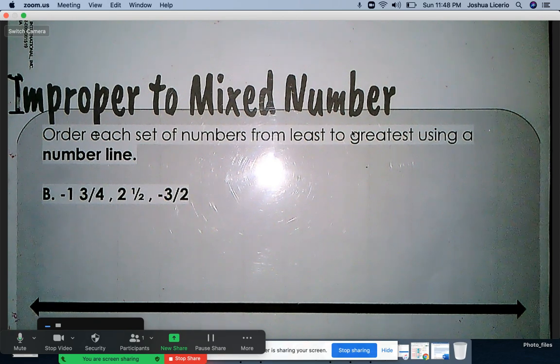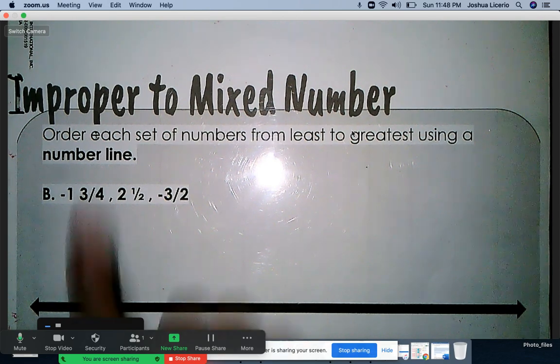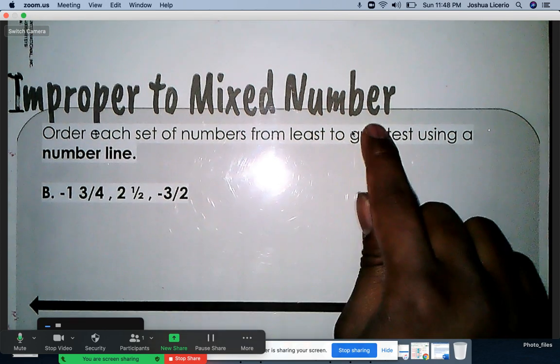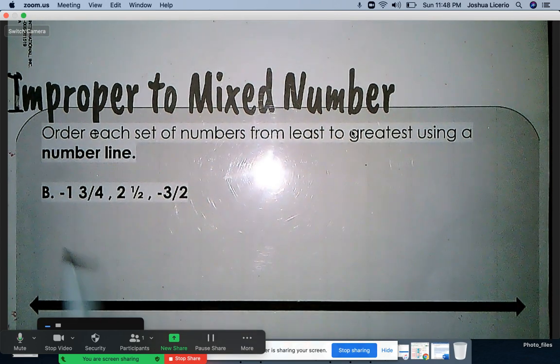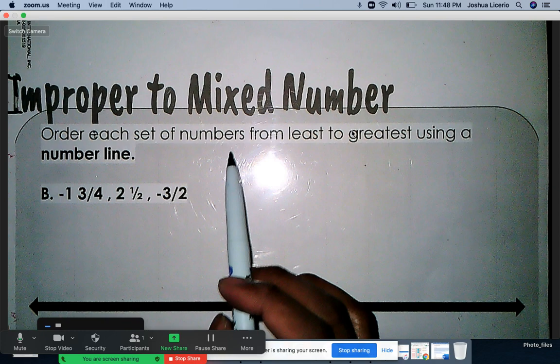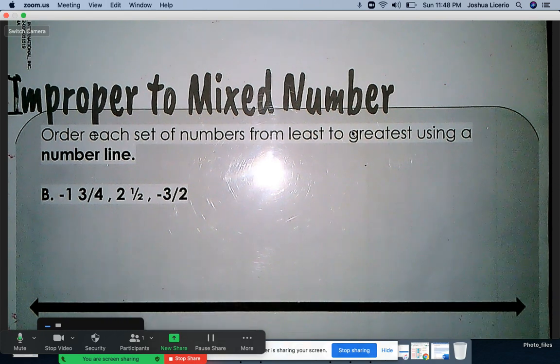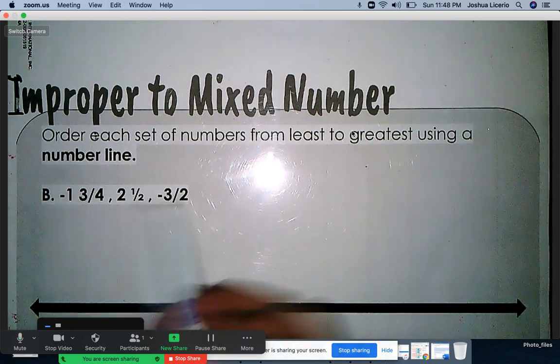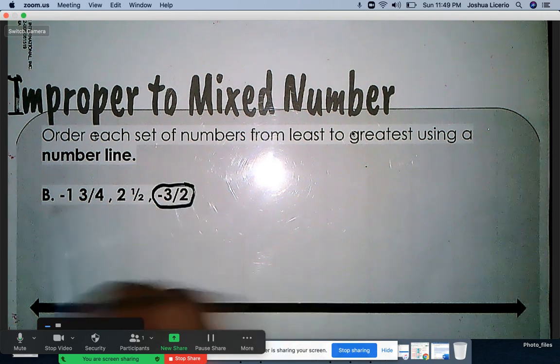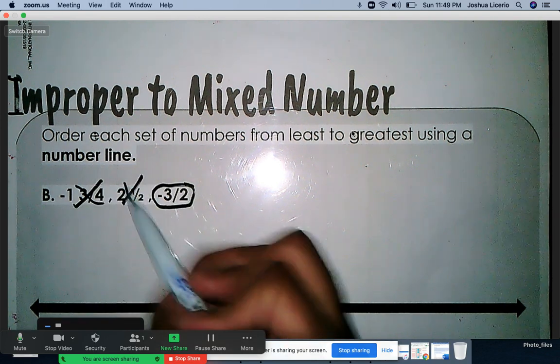All right, guys. So we're going to be working on a problem that's going to require us to change an improper fraction to a mixed number. And I know the question is asking us to order each set of numbers from least to greatest using a number line. We're only going to worry about this number right here, our improper fraction. We're not going to do this right now. We've had plenty of practice.